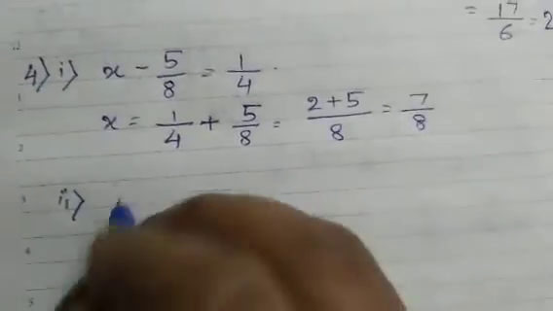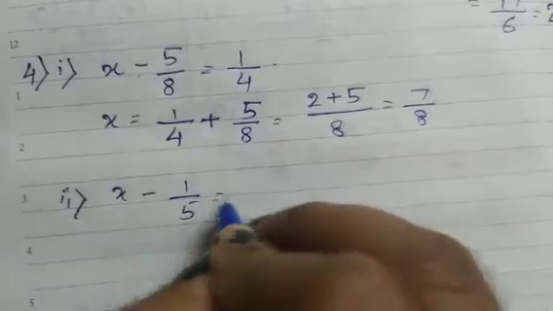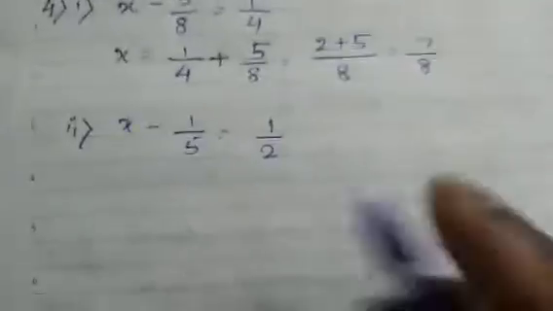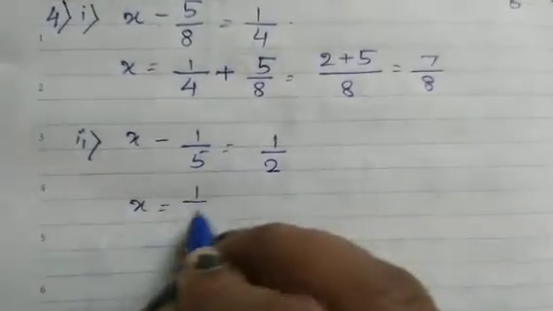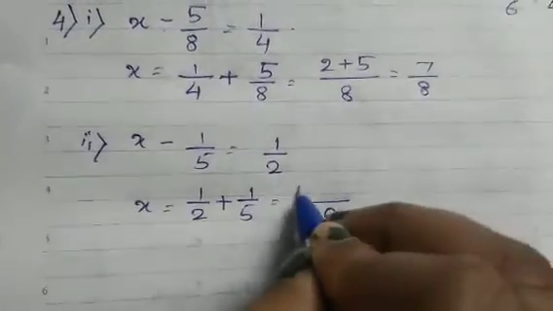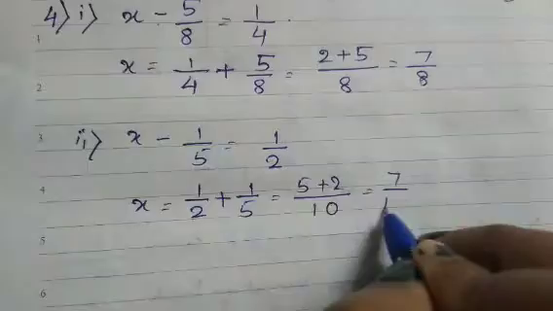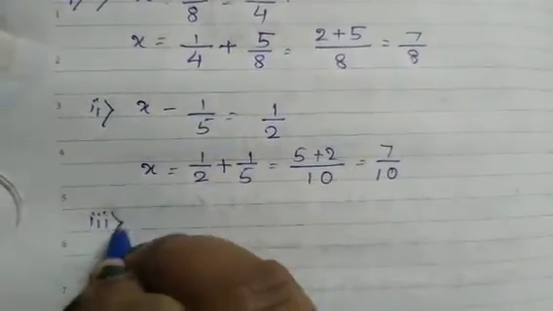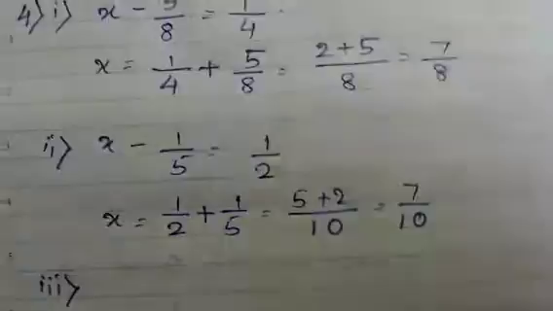So I have x minus 1/5 is equal to 1/2. So x is equal to 1/2 plus 1/5. LCM of this is 10. So 5 plus 2, that is 7 by 10. Next, question number, the third part.